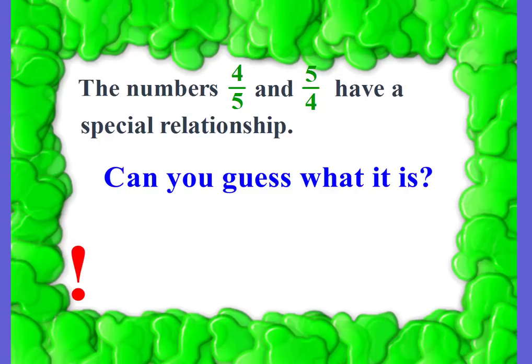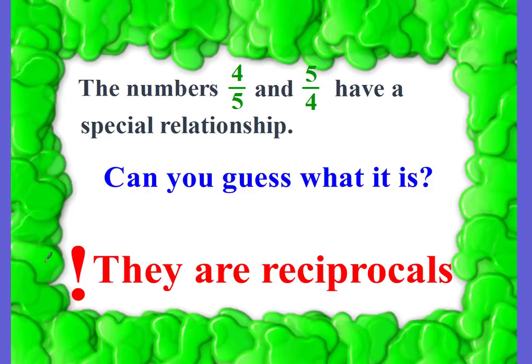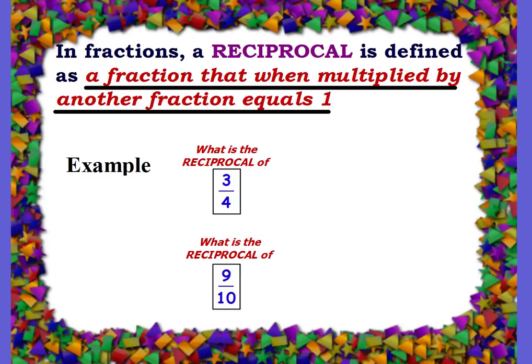Okay, the numbers 4/5 and 5/4 have a special relationship. Can you guess what it is? They are what we call reciprocals. In fractions, a reciprocal is defined as a fraction that when multiplied by another fraction equals 1.